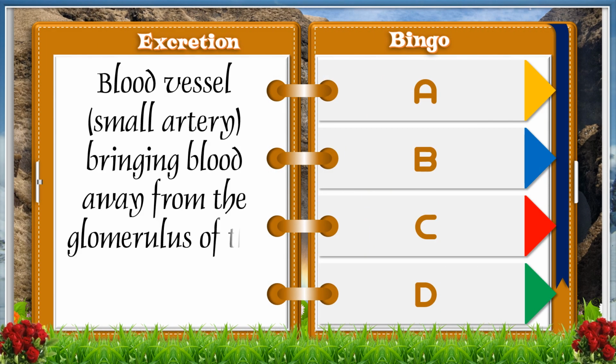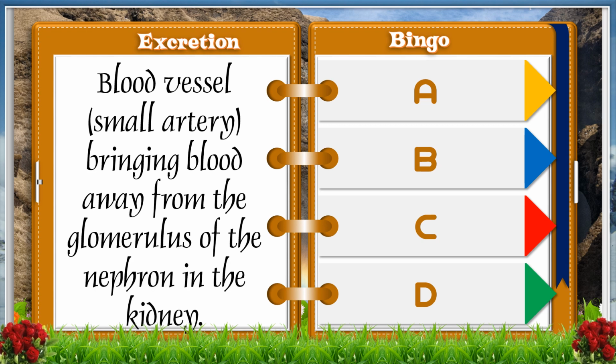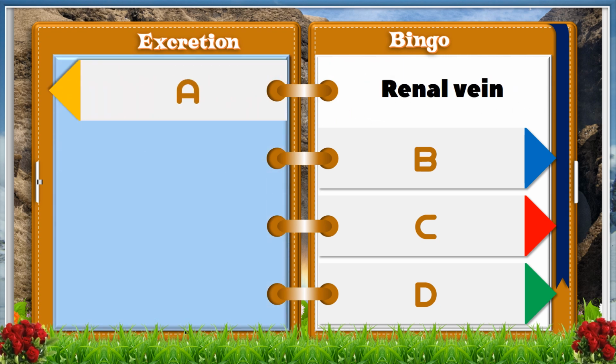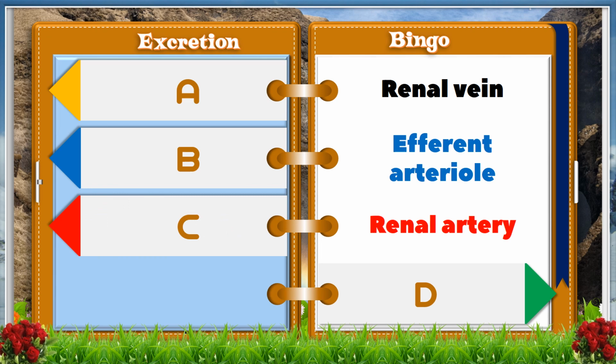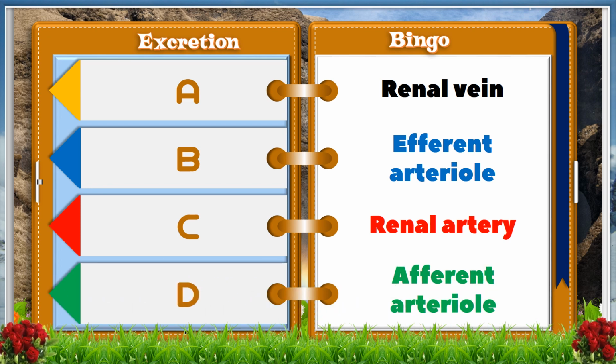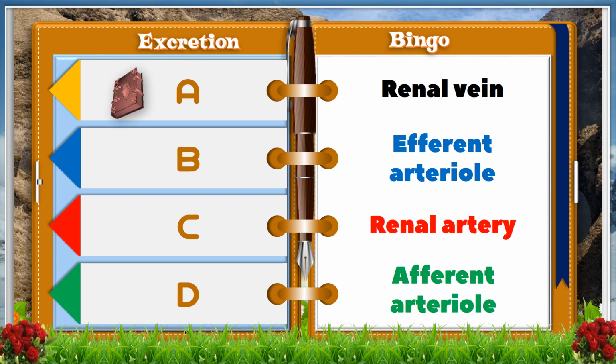Blood vessel, those are small arteries, bring blood away from the glomerulus of the nephron in the kidney. A. Renal vein. B. Efferent artery. C. Renal artery. D. Efferent arteriole. And the answer is A. Renal vein.